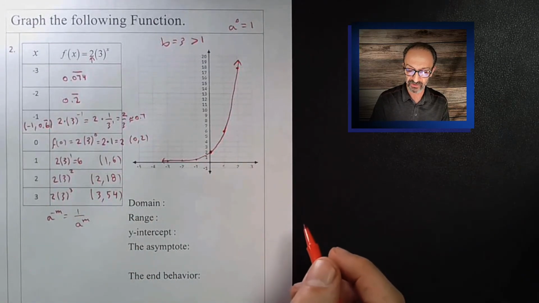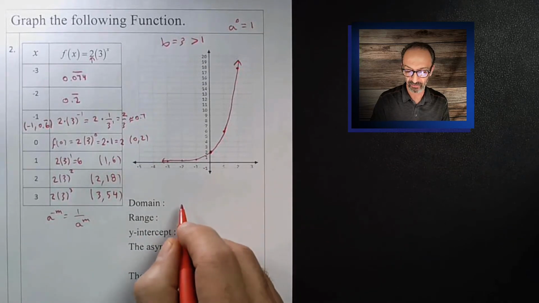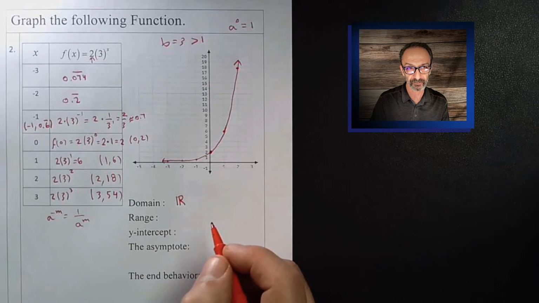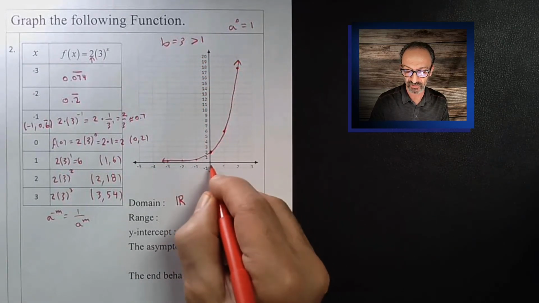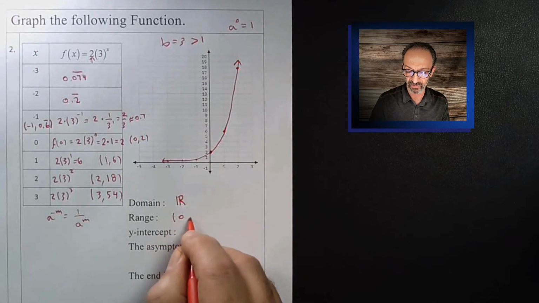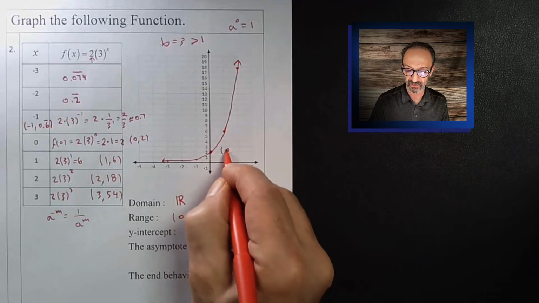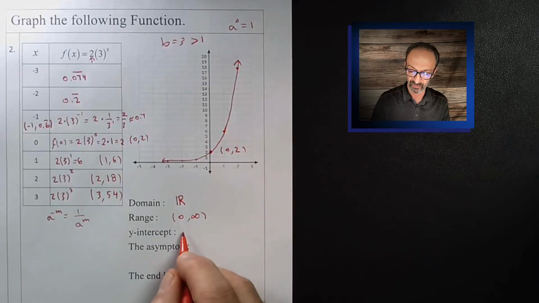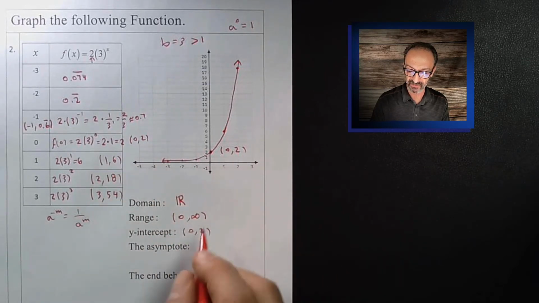Okay, to finish the problem, domain, like the previous example, all real numbers. Range, from 0 to infinity, the y values, not including 0. 0 to infinity. Y-intercept, we mentioned it, 0, 2. And we'll write it down here again. The asymptote, which is the x-axis, or y equals 0.